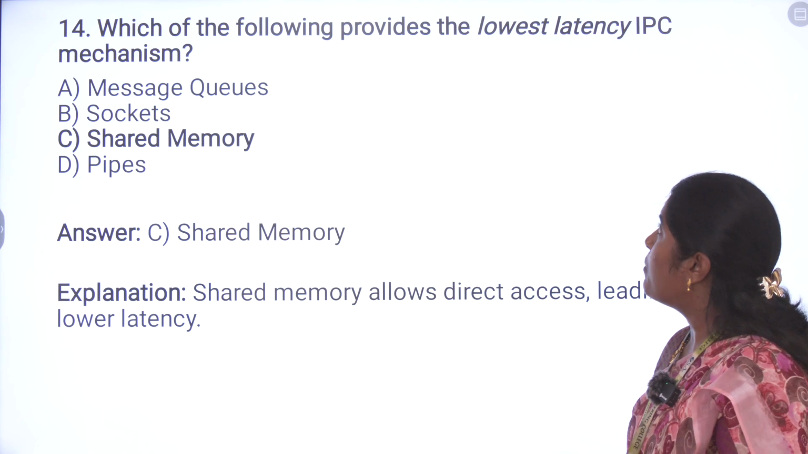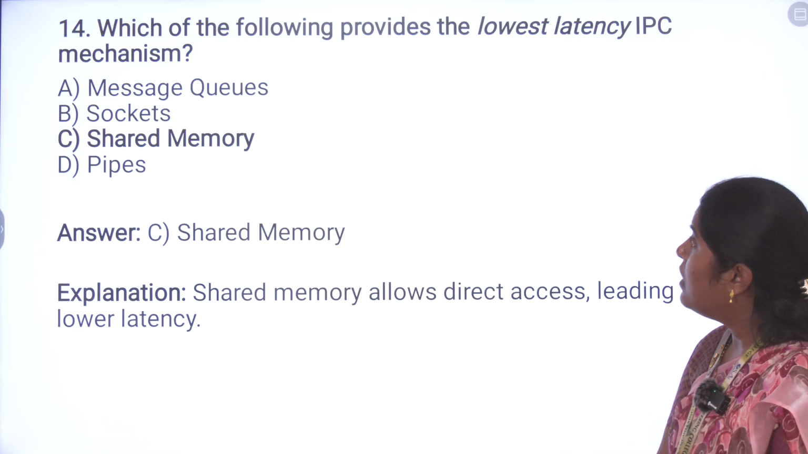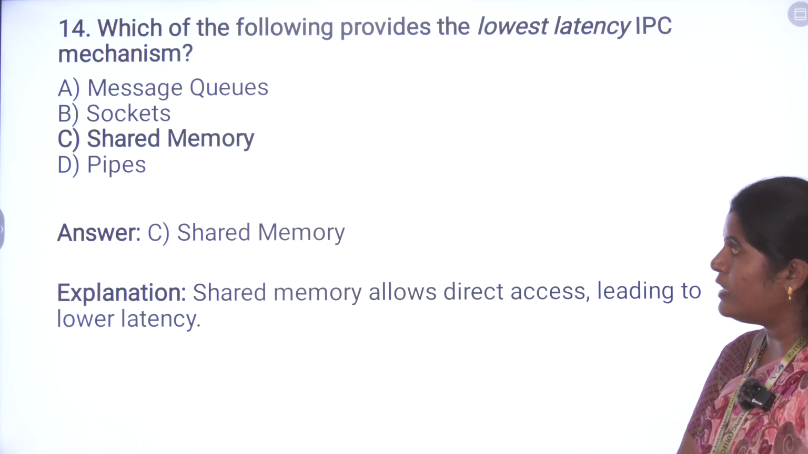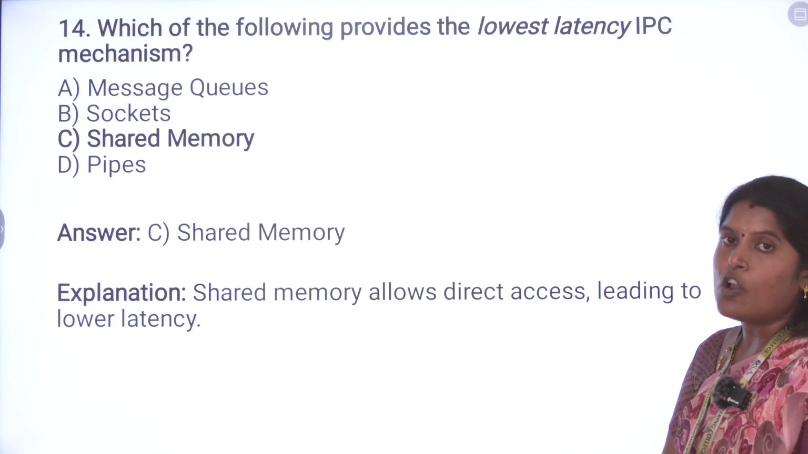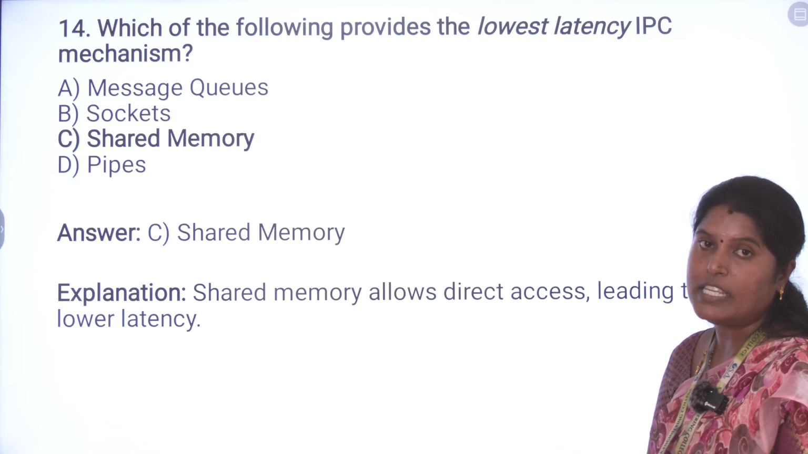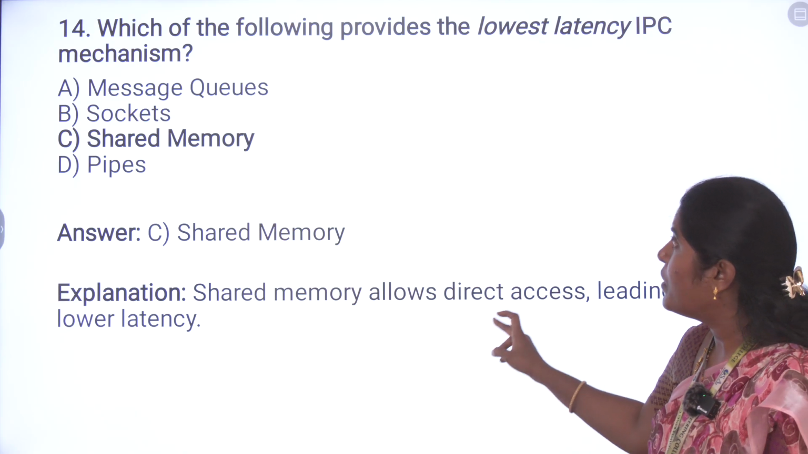14th one: which of the following provides the lowest latency inter-process communication mechanism? The options are message queues, sockets, shared memory, pipes, and the answer is shared memory, because shared memory allows direct access, which leads to lower latency.